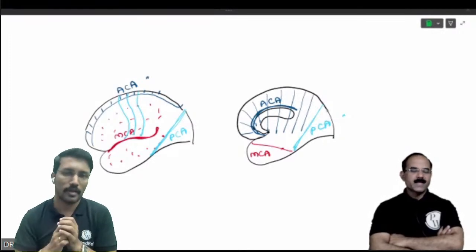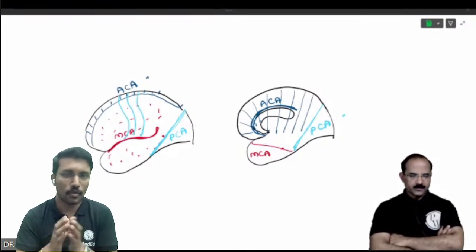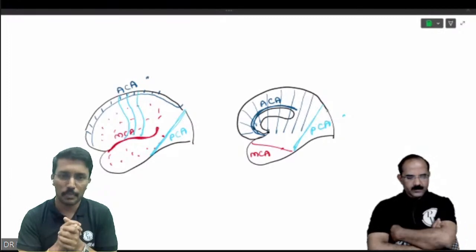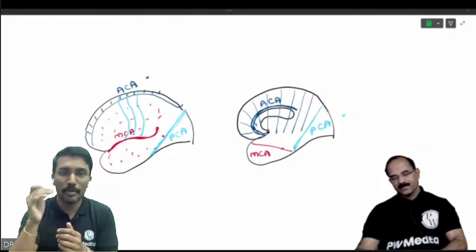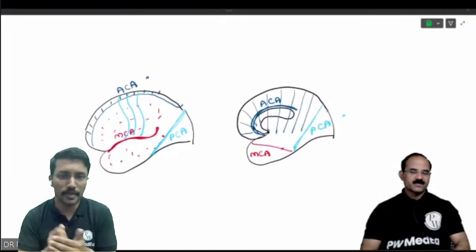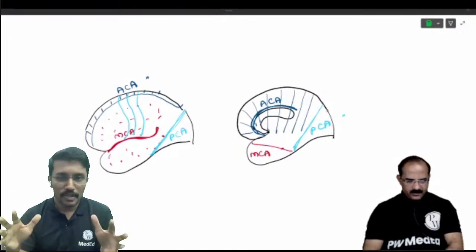There is one more area in the parietal lobe, which is called the angular gyrus. It has some important functions, right? What are the important functions of the angular gyrus? Have you seen the movie Taare Zameen Par?